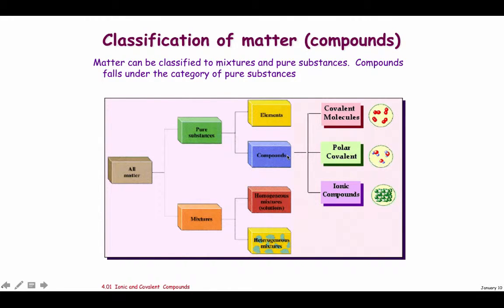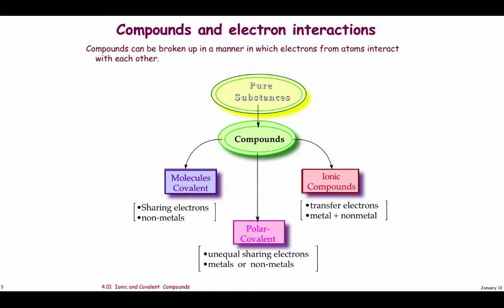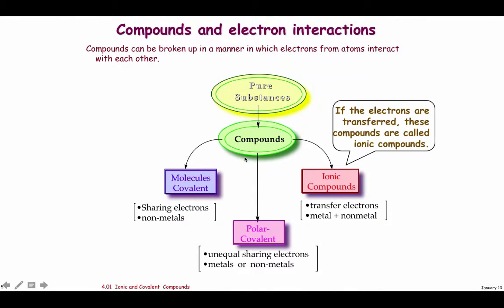Compounds can be broken down into 3 types depending on how the electrons interact. We could have covalent, polar covalent, or ionic. Let's look at this further. If electrons are transferred from one chemical to the other, then what we have is ionic compounds. That is, the cation, the metal, will give up its electron, the non-metal will accept an electron, and then they're attracted to each other through electrostatic interaction or Coulombic attraction. These are called ionic compounds because they form from ions.